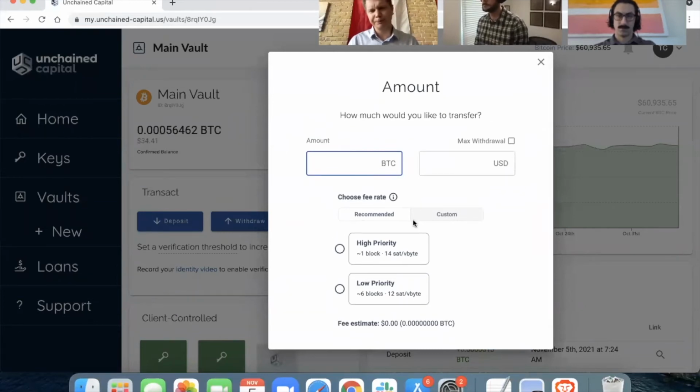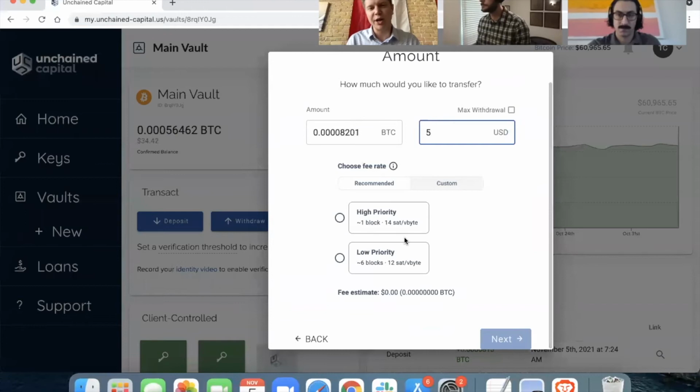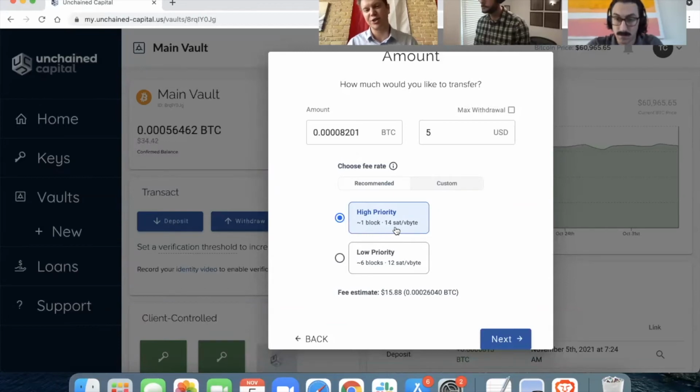In this instance, I'm just going to send about $5 worth of Bitcoin. That's going to populate the amount of Bitcoin over on the left-hand side. Then I have the ability to choose my fee rate. I can either choose a high priority fee or a low priority fee. If I select high priority, it's going to be a pretty high fee estimate because, to Buck's point earlier, fees are at 14 Satoshis per byte, and that's just to get you into the next block. It's a pretty high fee if we're just looking to send $5 worth of Bitcoin. So even at a low priority, it's still going to be relatively expensive.